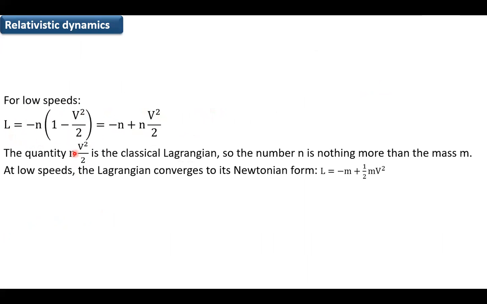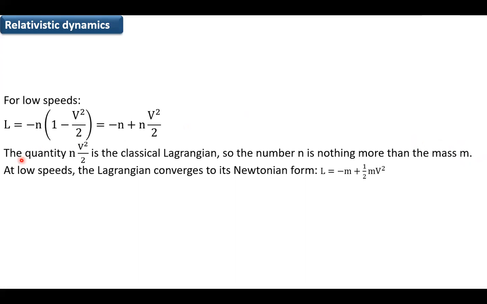So the quantity n v squared over 2 is the same as the classical Lagrangian of half mv squared. So the number n is nothing more than the mass m. The scalar n is nothing else than the mass m. So here you can see the meaning of the mass m, which is the same for all speeds, for all rays. We will see about that in the next slide or two.